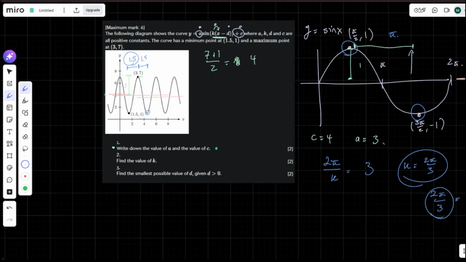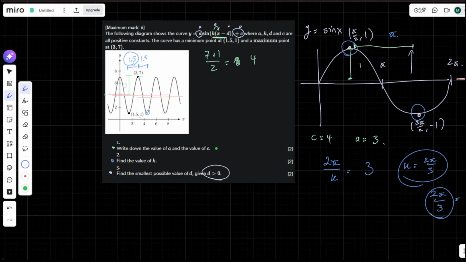So now that we've done these first two parts, you can take a look at our final part. This says find the smallest possible value of d, assuming that d is greater than 0. And that part, assuming that d is greater than 0, is going to be really important here, I imagine. Generally, when we get to the last part, these problems are always going to ask us about the horizontal shift last, or at least they tend to. There's a reason for this, and this is the hardest part of the function to figure out.